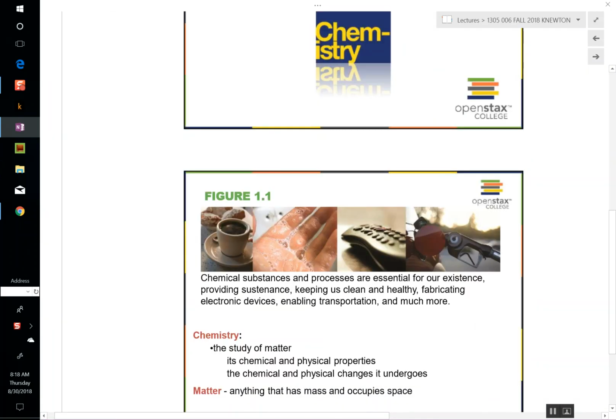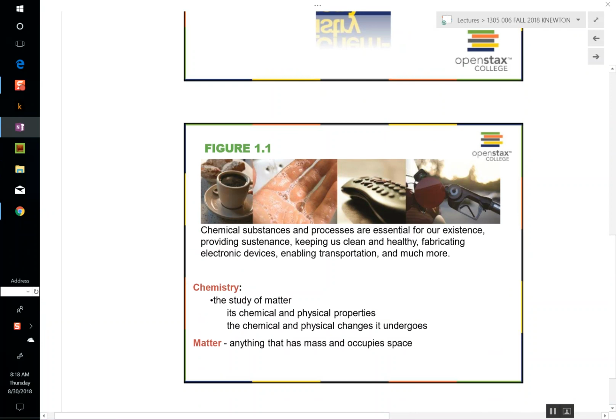Chapter 1, Classification of Matter. Chemistry, the study of matter. Matter, anything that has mass and occupies space. The air in this room occupies space. It's a gas. It doesn't have a whole lot of mass, but it does have mass, and it fills a certain volume. Anything that has mass and occupies space.